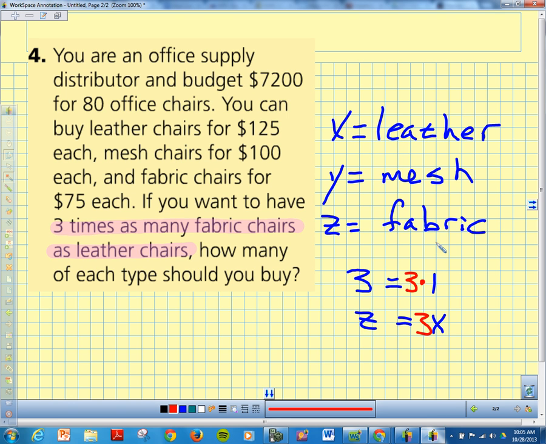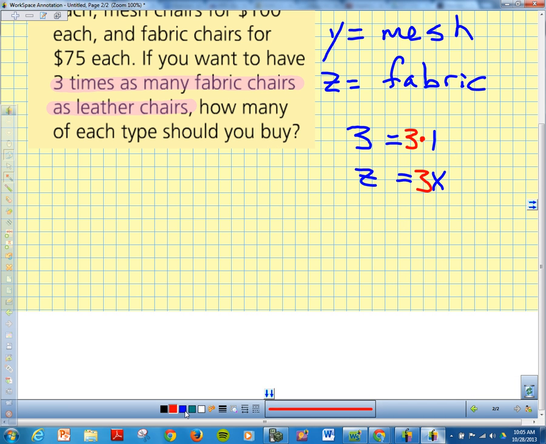Do I know how many? I've got 80 total chairs. Do I know how many of each type of chair I have? No. So what equation should I write? Griffin. Right, x plus y plus z equals 80. Because I don't know how many of each kind I have, right? x plus y plus z equals 80. Because I already wrote the equation dealing with one of them being 3 times the other.